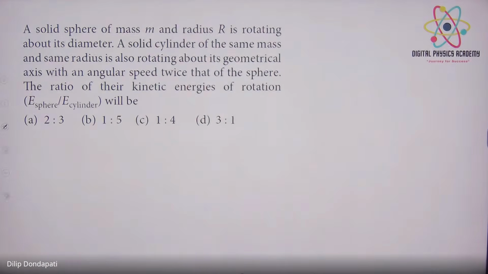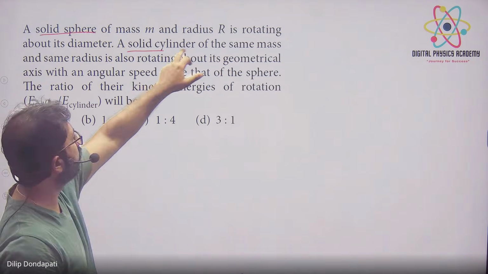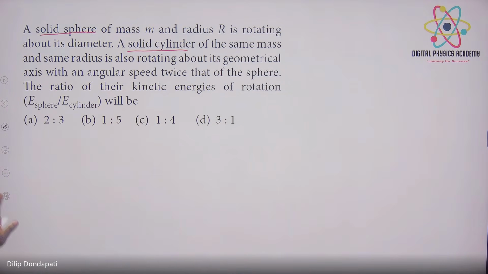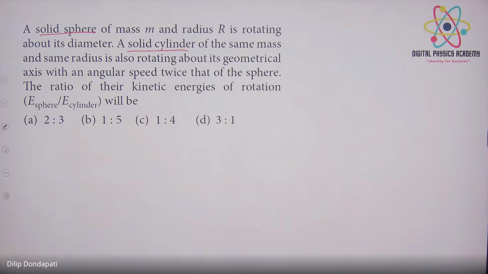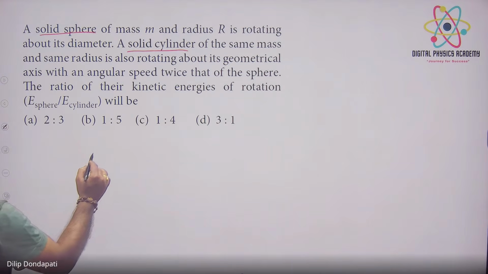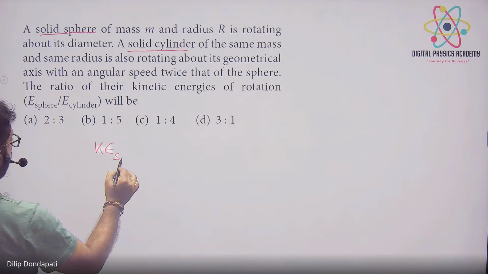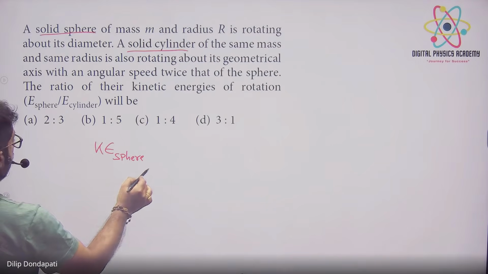A solid sphere of mass है. So solid sphere एक object is there. Solid cylinder is there of same mass, same radius, rotating about geometrical axis with an angular velocity twice that of sphere. So cylinder का angular velocity is twice that of sphere. The ratio of the kinetic energy is how much? You know moment of inertia, right? So we're asking kinetic energy of the sphere by kinetic energy of the cylinder.